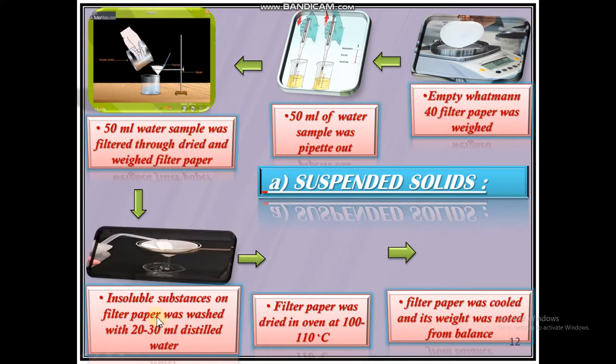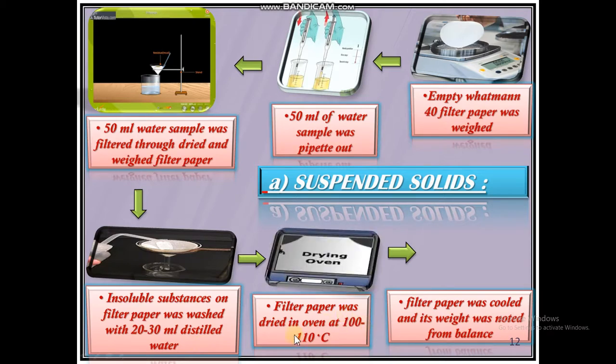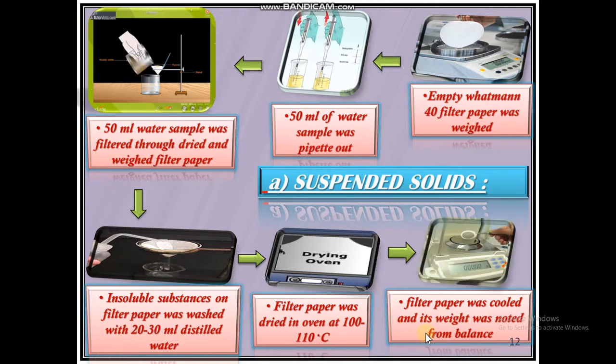In the next step, insoluble substances on the filter paper were washed with 20 to 30 ml distilled water. Then the filter paper was placed in an oven to dry at 100 to 110 degrees centigrade. In the last step, the filter paper was cooled and its weight was noted from the balance.